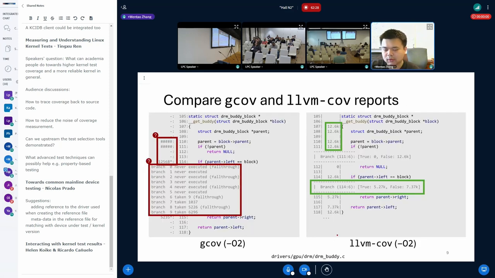And let's see what this LLVM Cov would report for the same code snippet. So basically all the counterintuitive parts are now disappearing in this report. And this report is consistent with our conceptual expectation. So basically all these lines are executed for the same number of times. And for these branches, we have two outcomes with no surprise.